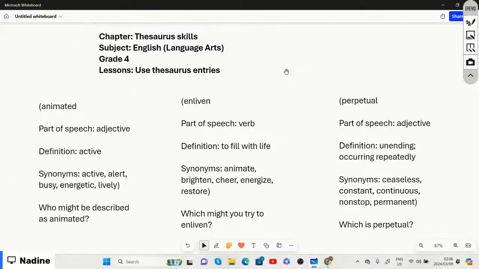A thesaurus is a book, like a dictionary, but it has words that are similar, so it mainly gives us synonyms within that book. It mainly tells us synonyms, words with the same meanings. It gives us the definition of the specific word, but it mainly gives us synonyms. And synonyms are words with the same or almost the same meaning. That is synonyms.